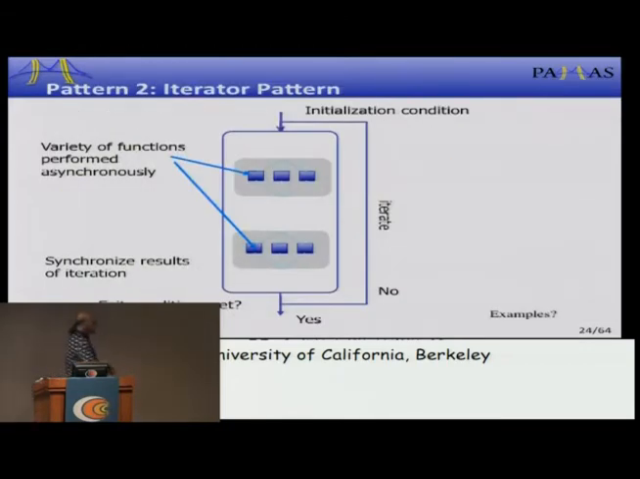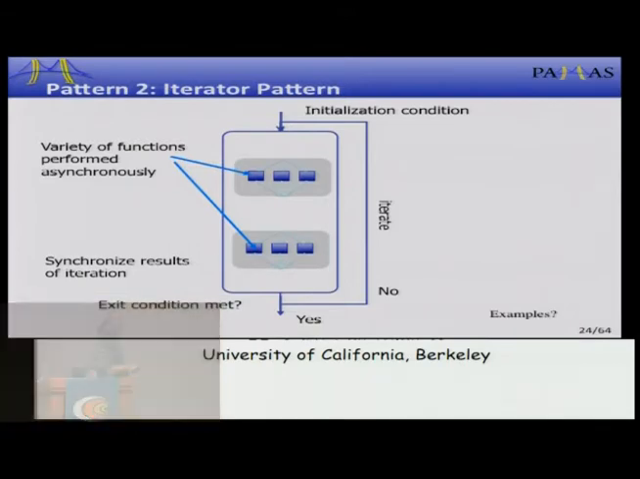Okay, here's the iterator. So the iterator structural pattern basically consists of an initialization condition. We do a bunch of stuff asynchronously. When the exit condition is not met, then we iterate, and then finally, at some point, the exit condition is met, and we go on. At the point at which we check the exit condition, there's a little point of final synchronization, but before then, all these functions are performed asynchronously.